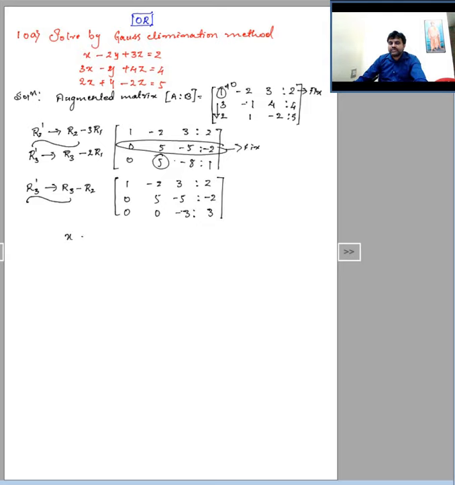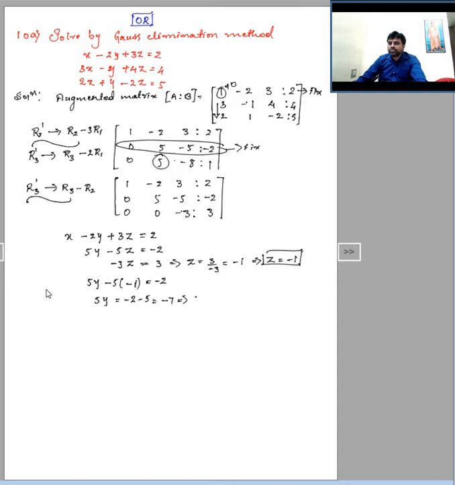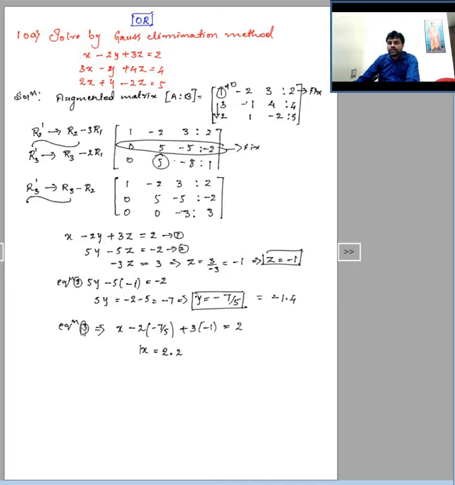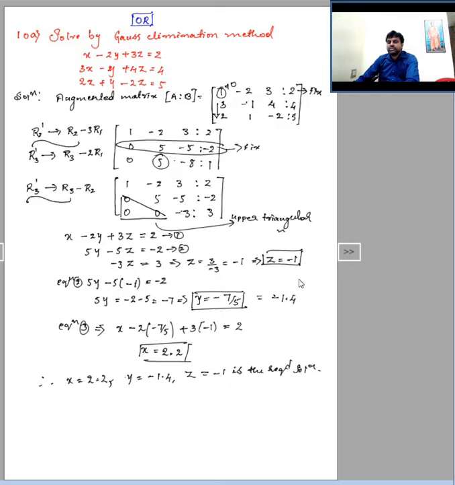Now I can rewrite this in system of equation form, and I can name those equations 1, 2, 3. From the last equation I got z equal to minus 1. Substitute that value of z in the equation above, equation 2. So I got y equal to minus 7 by 5. Substitute the y value and z value in equation 1. I got 2.2. Therefore, x equal to 2.2, y equal to minus 1.4, z equal to minus 1. And this is the upper triangular matrix.